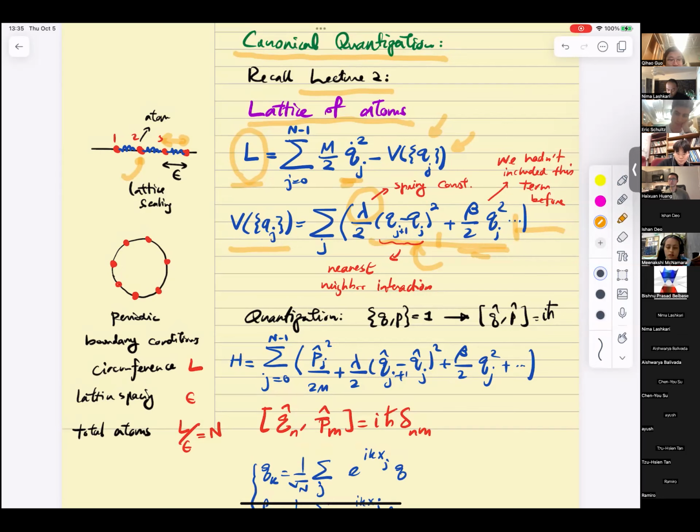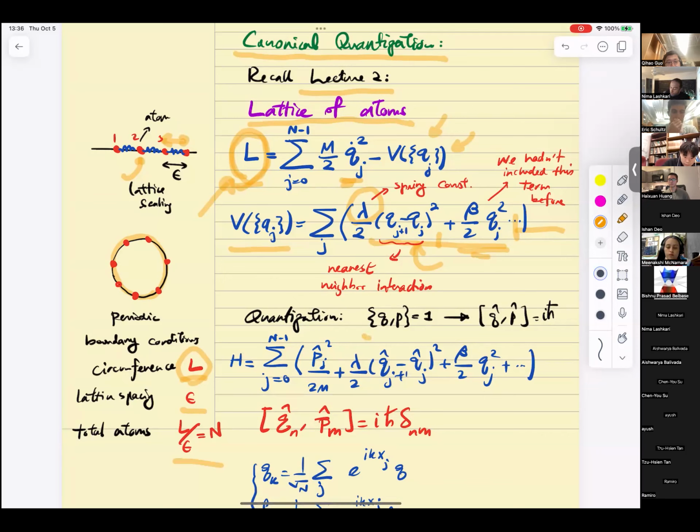All right. So just to simplify our life, it's easier to periodically identify and pick periodic boundary conditions. So let's say you're on a circle of length L. Do not confuse this capital L with the Lagrangian. I will not use that anymore. And there's lattice spacing epsilon, and the total number of atoms is L over epsilon. Right, this is the circumference.